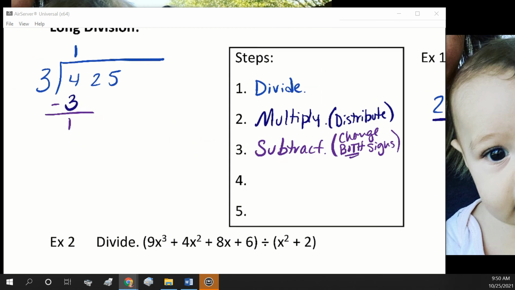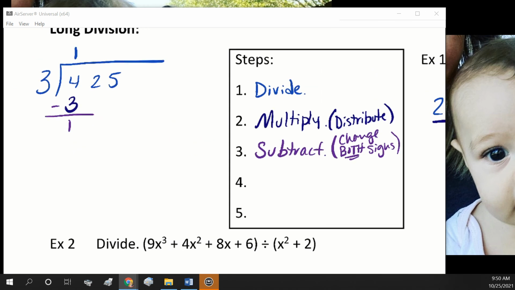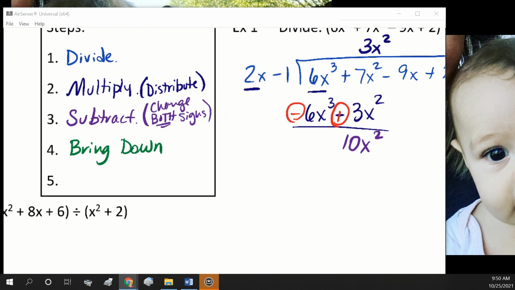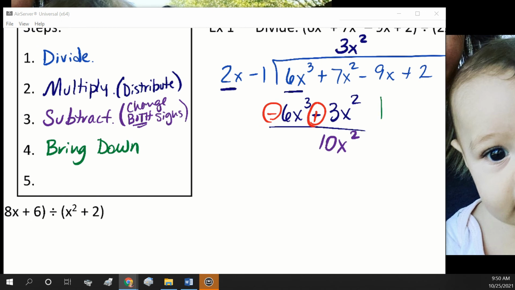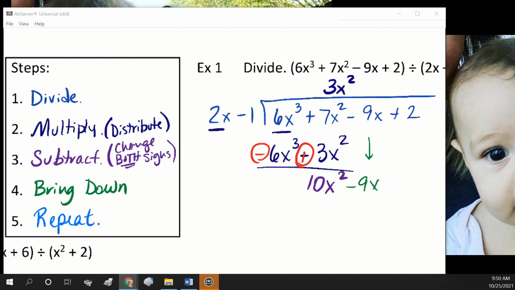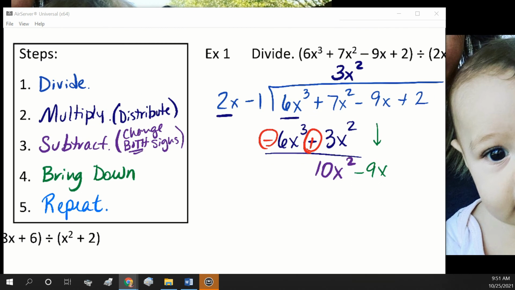Now let's go back to our numbers. What would we do now? Bring down. So in this case, we're going to bring down minus 9x. And then you're going to repeat. You're going to go through all the steps again. So on this divide step, make sure we are looking at the first terms only.